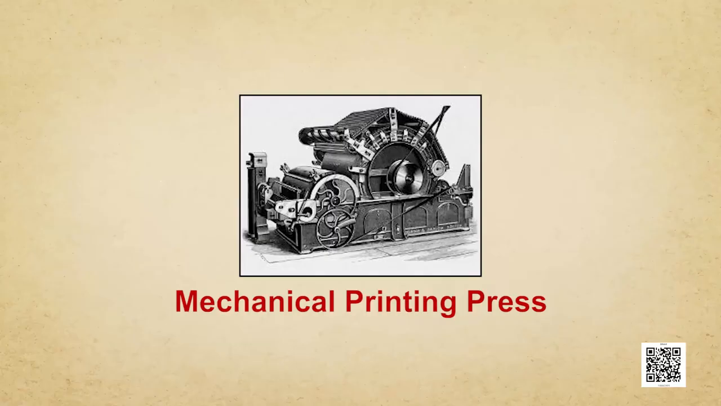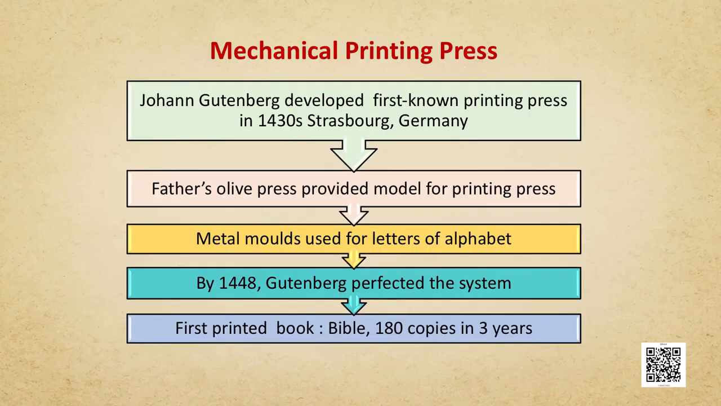Now, let us talk about the development of the mechanical printing press in Europe. There was a person called Johann Gutenberg. He developed the first known printing press in the 1430s at Strasbourg, Germany. His father was a farmer and a businessman. He had an olive press. This olive press of his father provided the model for the printing press to Johann Gutenberg.